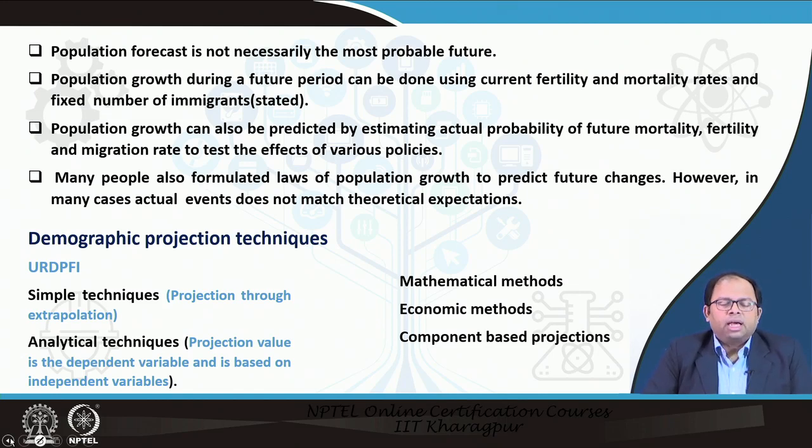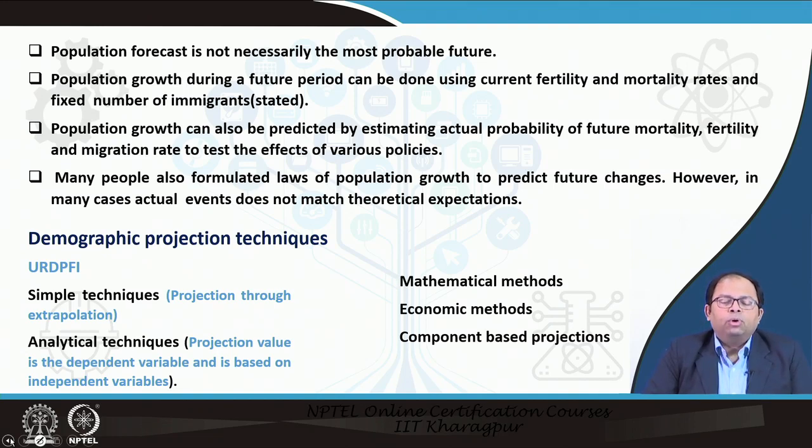So, population growth can also be predicted by estimating actual probability of future mortality, fertility and migration rate to test the effects of various policies. Sometimes we can also do detailed studies where we can determine what should be the future mortality rates and future fertility rates based on other indicators or other relationships that these indicators have with, for example, age or income levels and so on. Then we can predict future values for these indicators, and from that we can also estimate the final population.